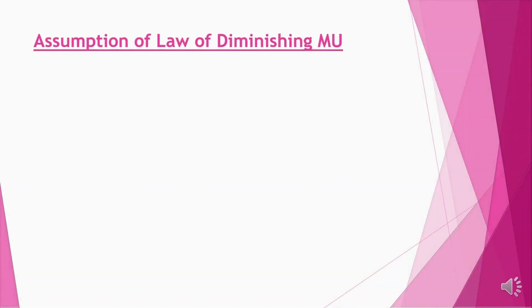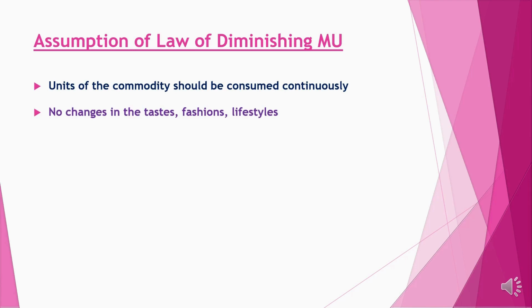So, assumptions of the law of diminishing marginal utility. Units of the commodity should be consumed continuously in succession at one particular time. There should not be any change in the tastes, fashions, lifestyles, customs of the consumer. Also, the mental state should be the same. These are assumptions which we have to consider while we are going through the law of diminishing marginal utility.